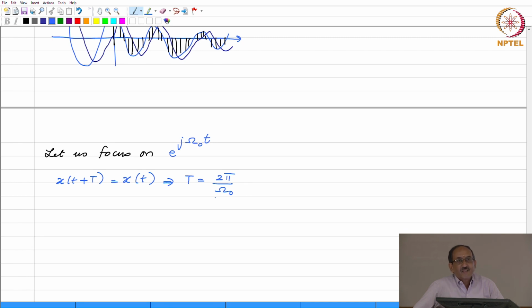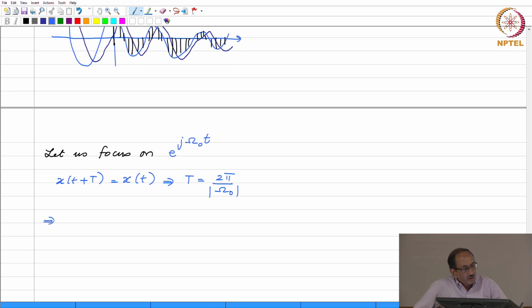No, where will n come? n won't come here. Okay. What is missing is this, right? Because we need the smallest non-negative number. So, this is always periodic with period cap T, no matter what omega naught is.